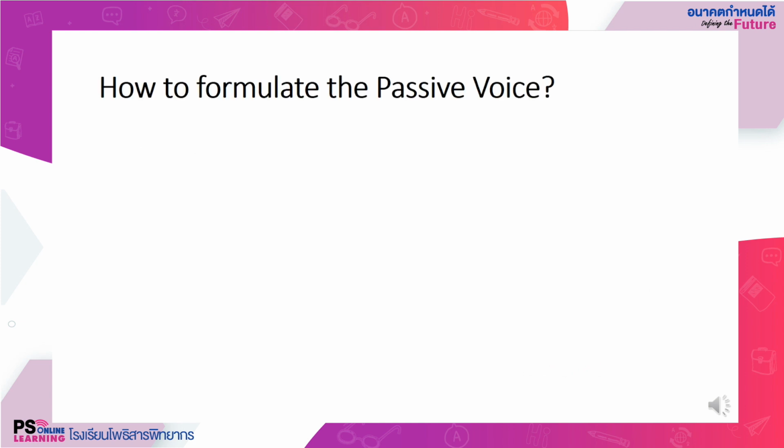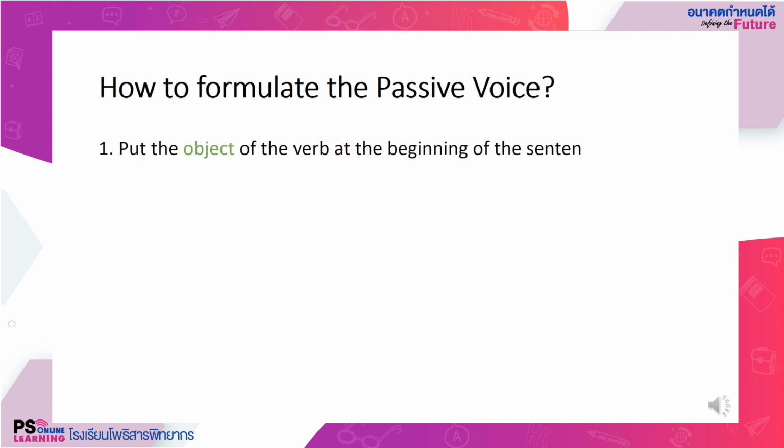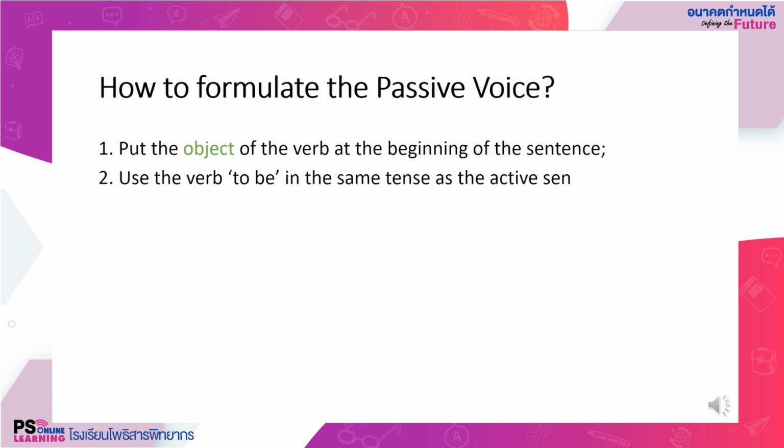Okay, now let's see how we can formulate the passive voice. In order to make the passive voice sentences, number 1, put the object of the verb at the beginning of the sentence. Number 2, use the verb to be in the same tense as the active sentence. Number 3, put the main verb in the past participle form of the verb. Past participle is verb 3. For example, eat, ate, eaten. Have, had, had. Eaten and had are the past participle form of the verbs.